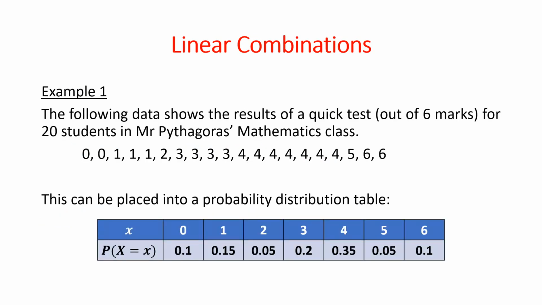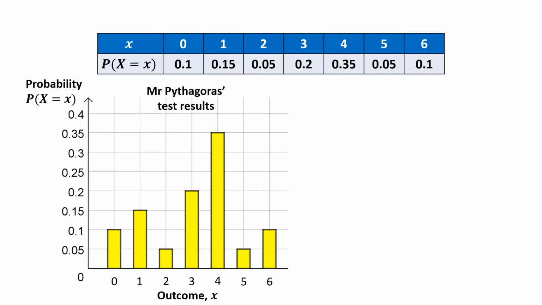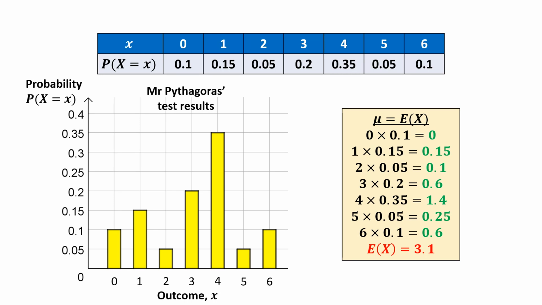All right, let's get into our example for today. The following data, we've talked about this before, is about Mr. Pythagoras' mathematics class and a test out of 6. We've converted it into a probability distribution table, and we've converted it to a probability distribution graph. We've also calculated the mean or expected value of x by taking each x value and multiplying by the probability and then adding it all up, summing it up.